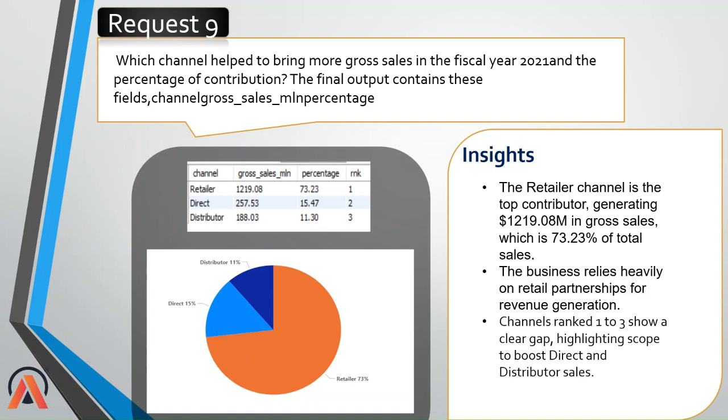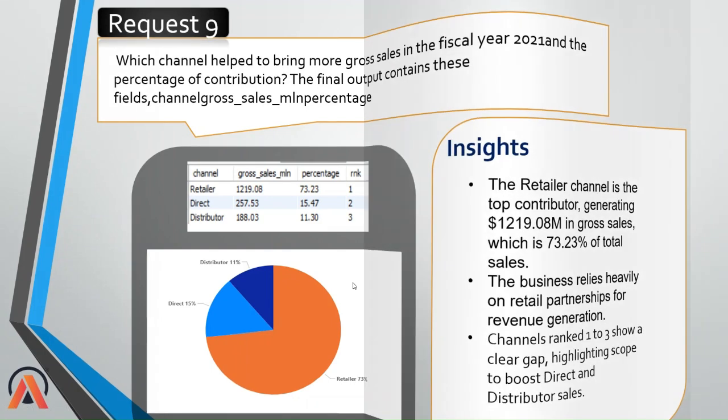Channels ranked 1 to 3 show a clear gap, highlighting scope to boost direct and distributor sales.